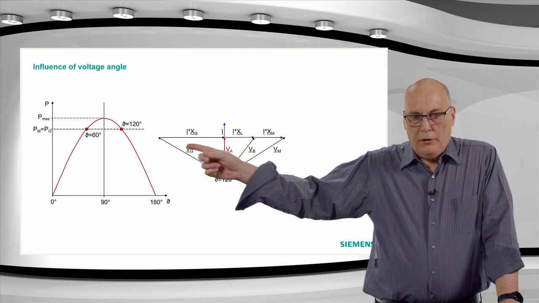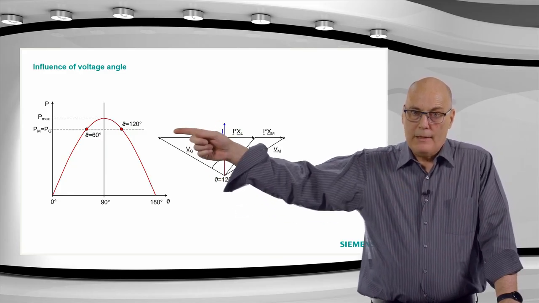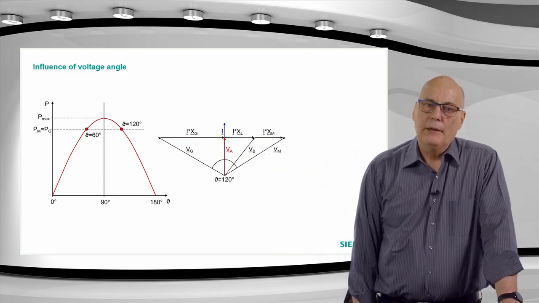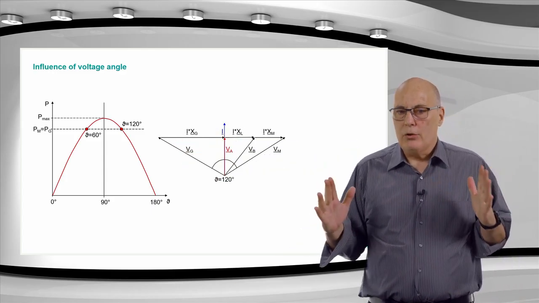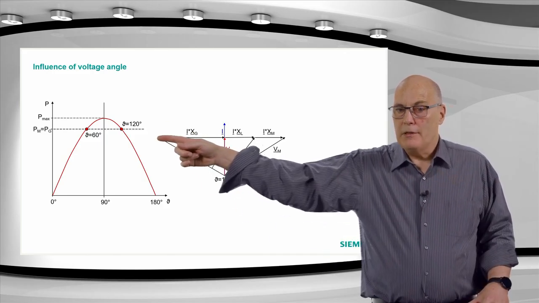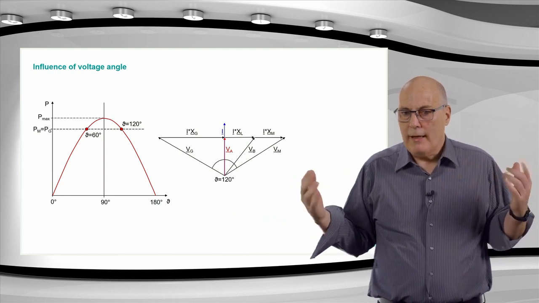Remember, our generator was generating PG and our motor was consuming PM. And as long as we are on the left-hand side of that 120 degrees, the system can transfer PM and PG. If we go beyond 120 degrees, the system can no longer transfer PM and PG. That means we have passed a transient stability limit.